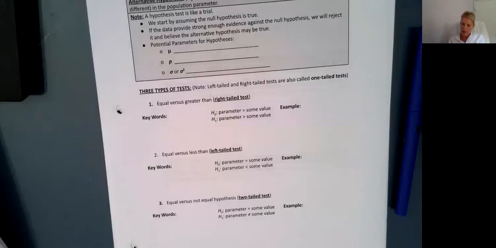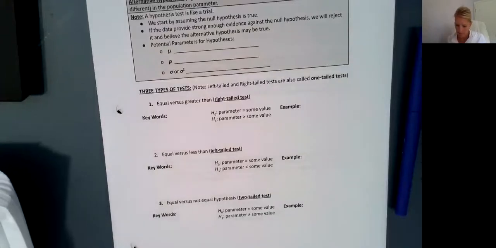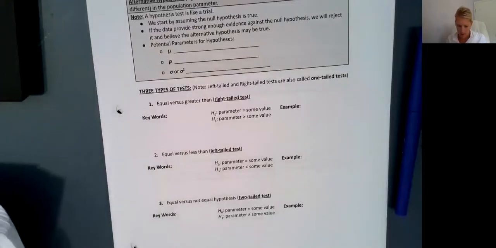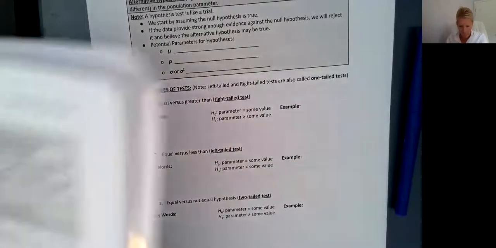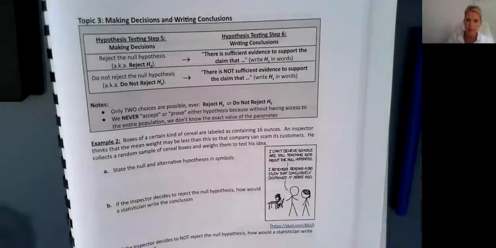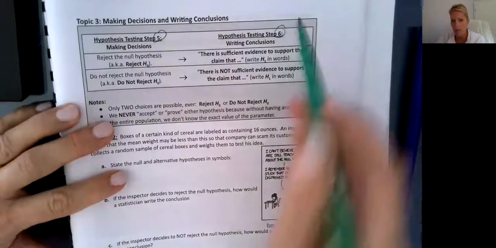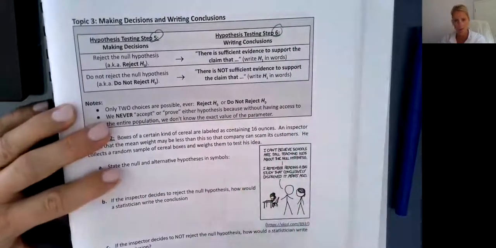So let's move on to page 225. Hypothesis testing. Making decisions and writing conclusions. So we just learned about step 1. Now we're going to learn about steps 5 and 6. And then later on, we'll talk about steps 2, 3, and 4 in the middle.